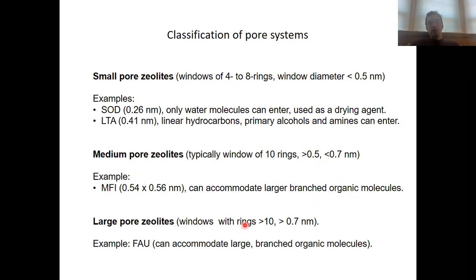When we have windows from rings larger than 10 membered rings, then we have pore entrances that are typically larger than 0.7 nanometers. In such large pore zeolites, we have very little selectivity for the uptake of organic molecules, but we have very good mass transport properties. That's a property that has found applications in petroleum cracking. We will discuss that application in a moment.